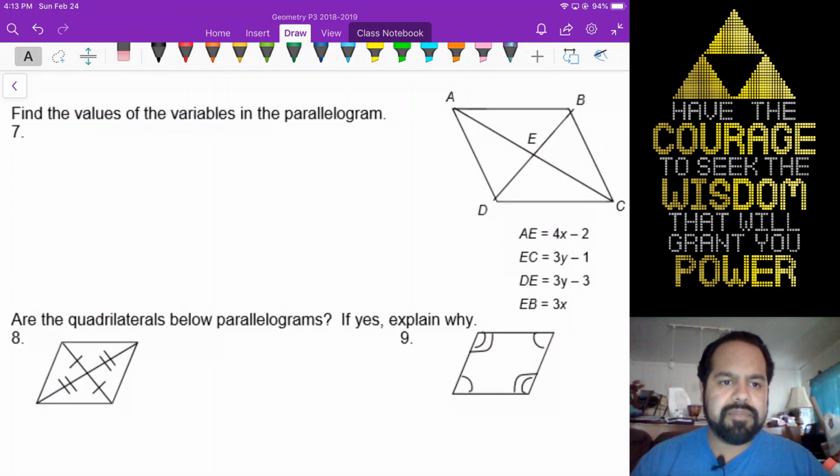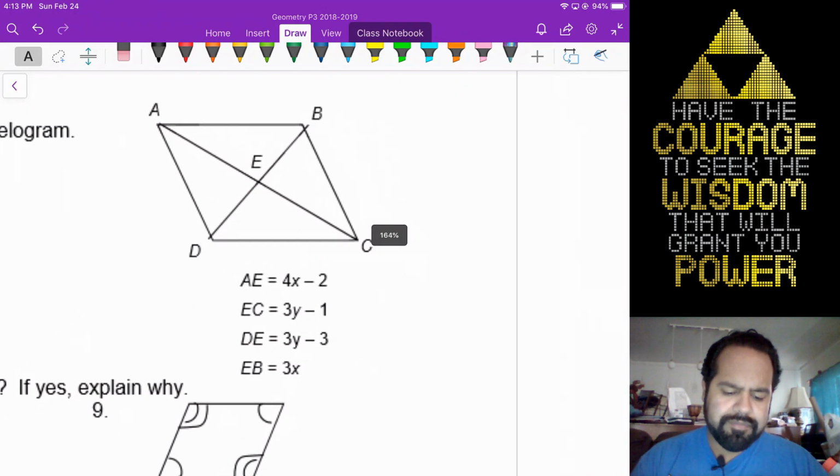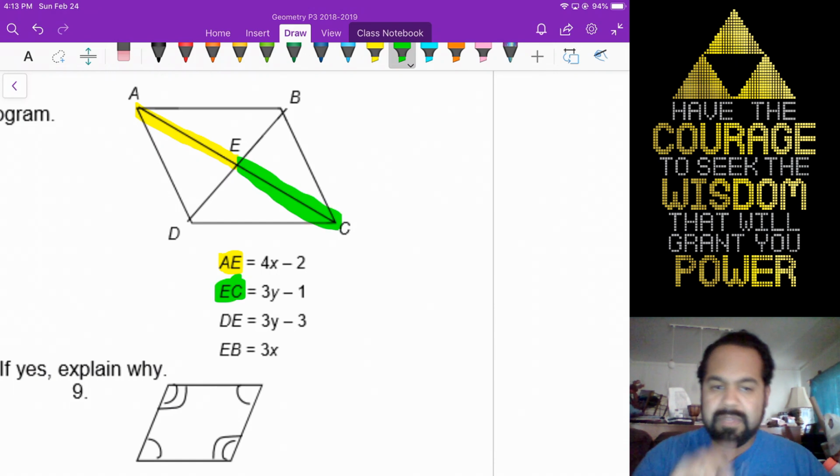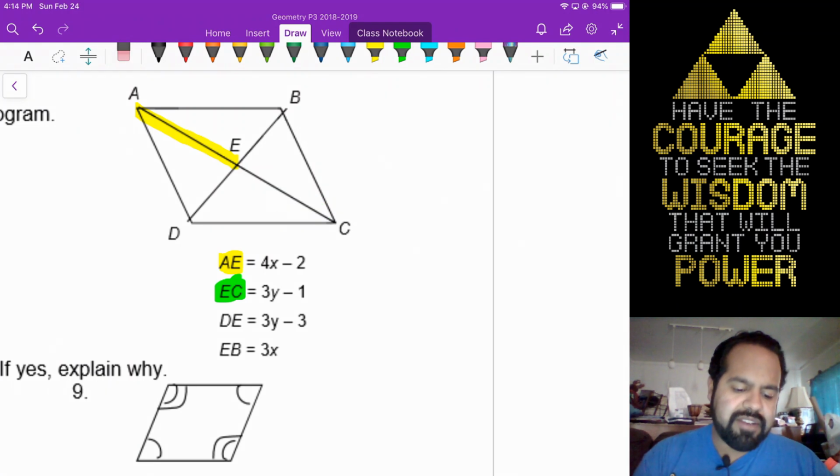Find the values of the variables in our parallelogram. So it looks like we're dealing with AE, which is this length here. We've got EC, which is this length here. Now, in a parallelogram, I do know that the diagonals bisect each other. So actually what I can do is I could say, hey, these two are equal. And I'm going to keep the yellow highlighter just so that I know, hey, they're on the same diagonal.